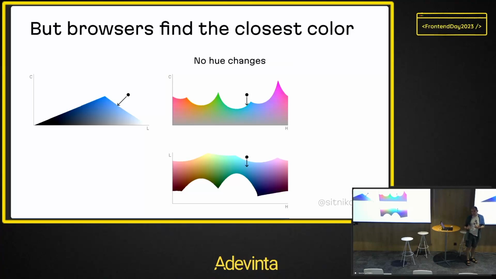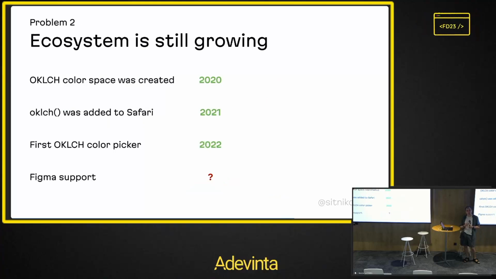It's not a real big problem, because if browsers see that your color can't be displayed on this monitor, they will find the closest one. They'll reduce the saturation and lightness and find something which they can render. But you should be aware of it and check that this color is visible on modern screens. And also the second problem is that this format is very new. It was defined only in 2020.